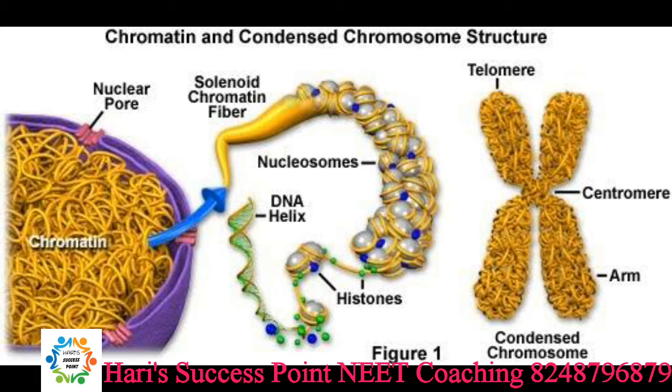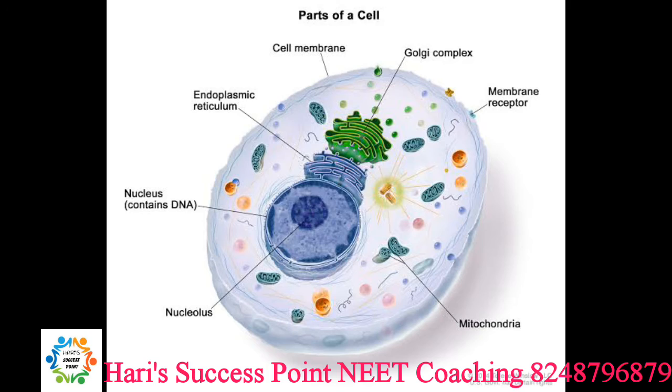Then in the nucleoplasm, we can see small spherical bodies. They are called nucleolus or nucleoli. Nucleoli are small spherical bodies which are associated with active ribosomal RNA synthesis. This ribosomal RNA is associated with the formation of ribosomes.